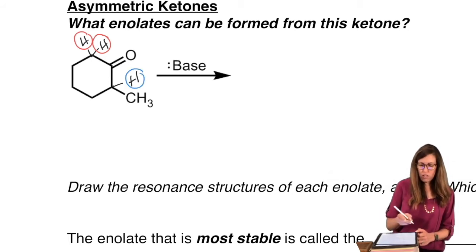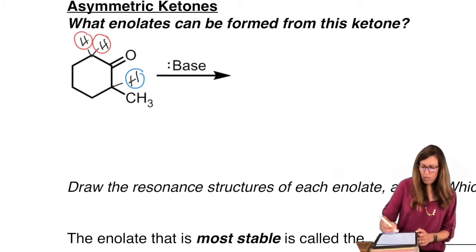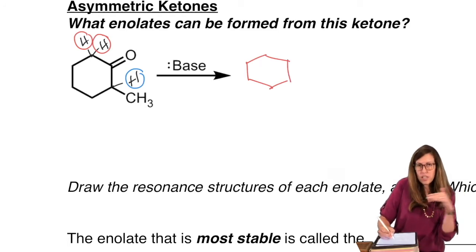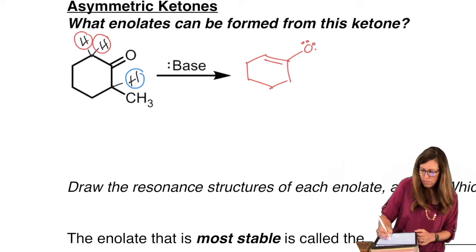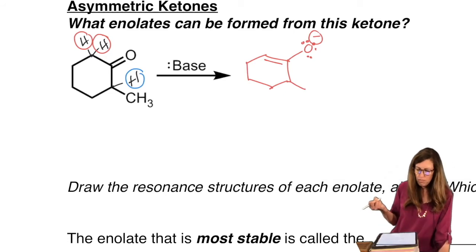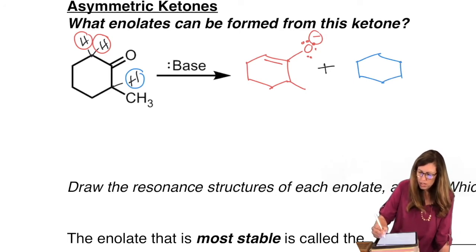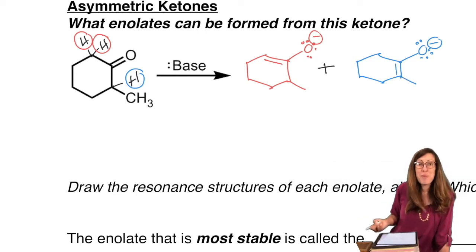So this is our starting material. If a base pulls off the red, I'm going to draw a red product. So here's my enolate. I'm going to draw the actual enolate, the alkene alcohol that's negative. And there's my methyl still there, left alone. All right, plus, what if I take off the blue proton instead? Now let's look at the actual enolate. So the O would be here like that, but the CC double bond would be on the other side, and the methyl would be part of that.